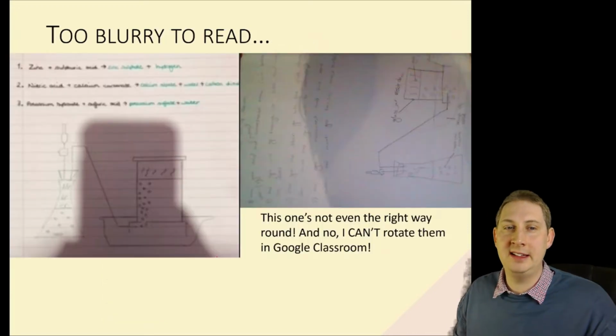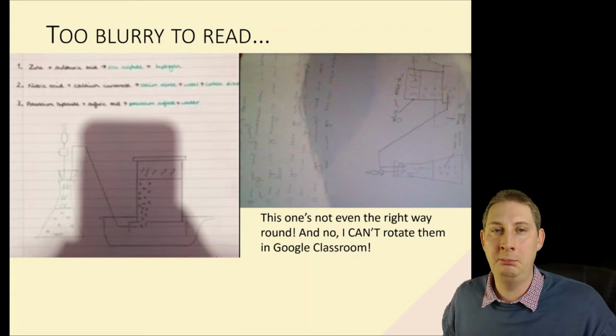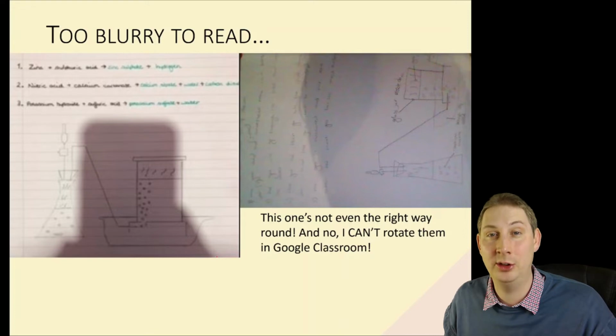Some people clearly did submit some work, but in some cases it was far too blurry for me to actually read what was going on. And the one on the right isn't even the correct way round. I cannot rotate the PDFs in Google Classroom. If they are submitted on their side, I would have to mark them on their side. I'm not prepared to do that. So do make sure when you submit your work, it is actually submitted in the correct orientation and not blurry.